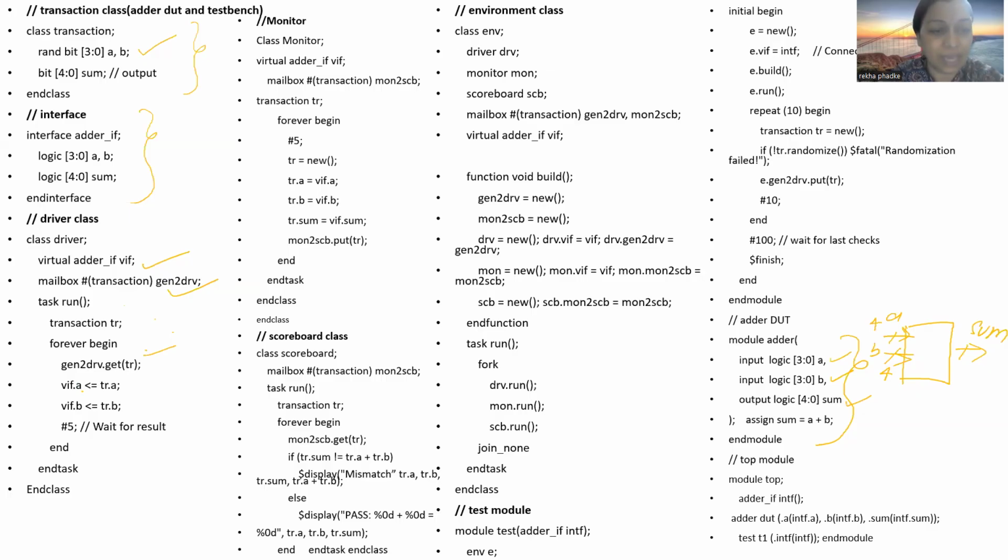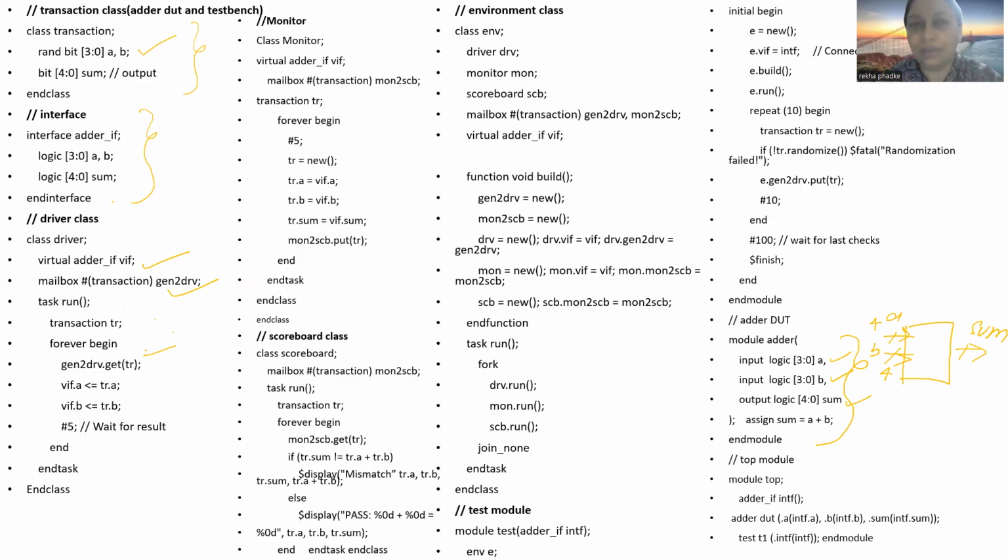So it's vif.a = tr.a, vif.b = tr.b, right? We are writing that packet from the mailbox into the interface. That is what is being done here. And every time I wait for a time period of 5 time units so that the data gets stabilized there. That is the way we write the driver. So what is the function of the driver? It takes the data, the packets, from the mailbox and puts it into the interface. The mailbox takes the packets from the transaction, so that's the reason we put #(transaction) there.